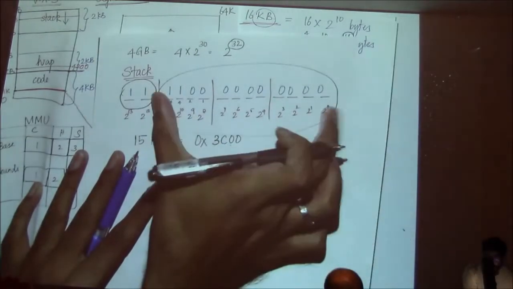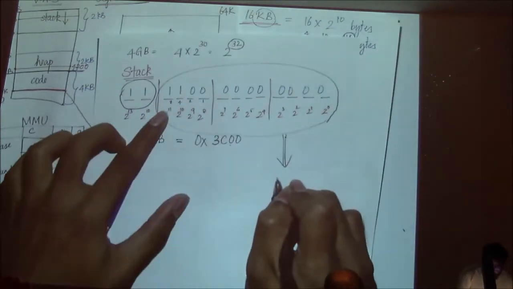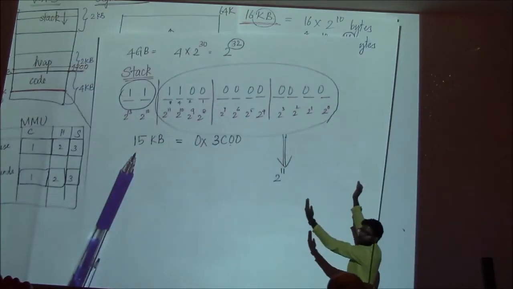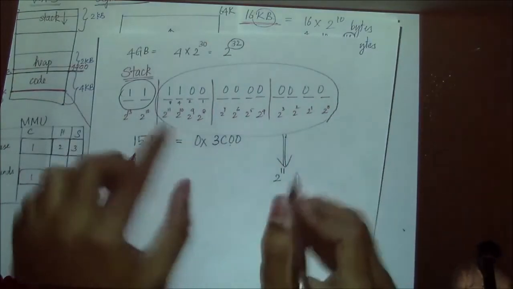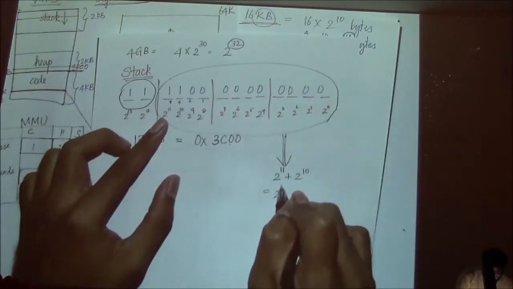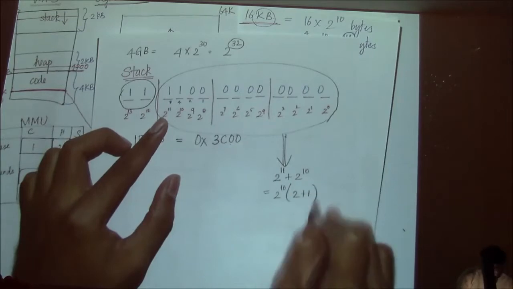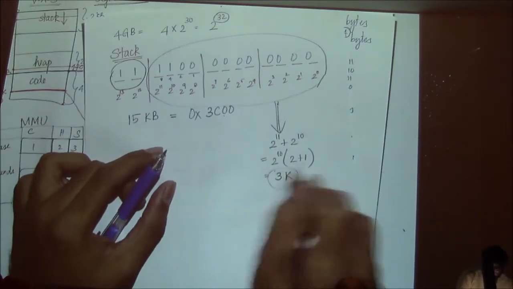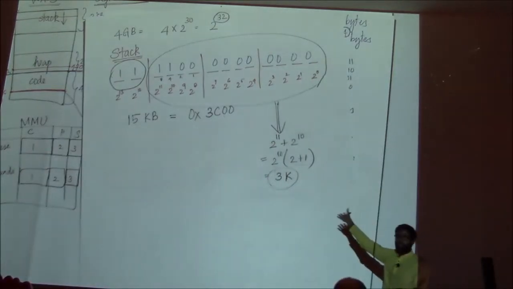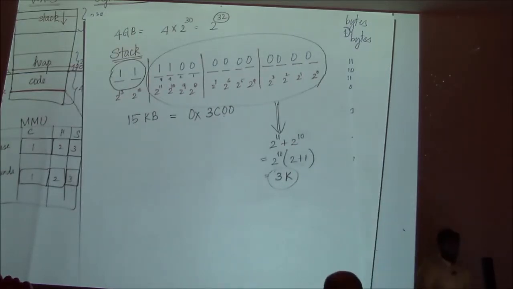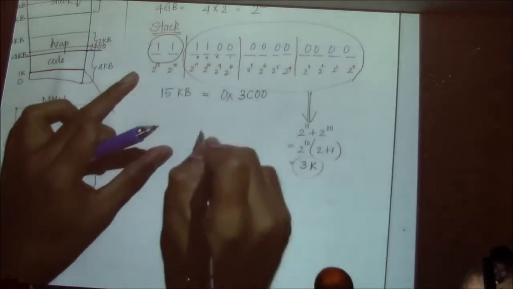Try to find the value of these 12 bits. As a whole 12-bit number, it's just 2 to the power of 11 plus 2 to the power of 10, which is nothing but 2 to the power of 10 times (2 plus 1), right? So it is 3k. 2 to the power of 10 just stands for k, which is 3k. So this 12-bit number just corresponds to 3k. So now the hardware knows.